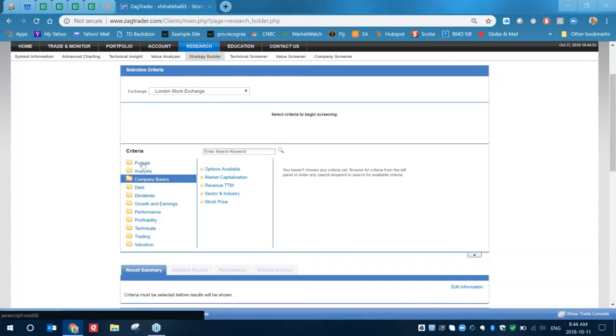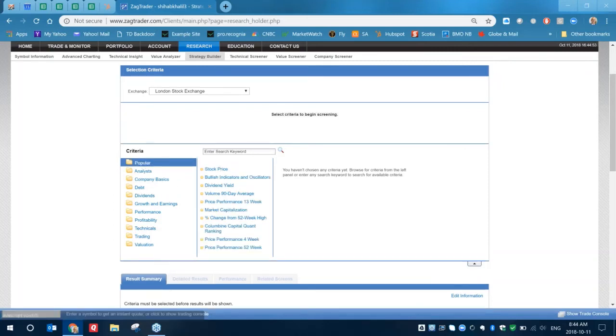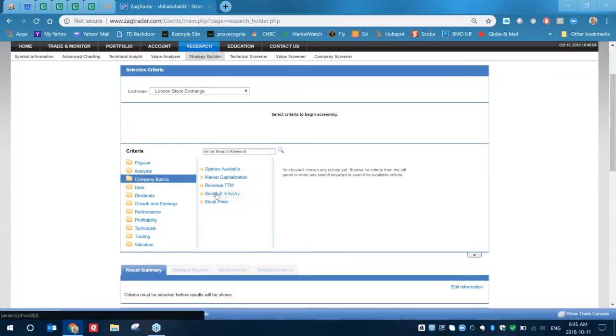For example, there's a folder called Popular, which has the most popular screening criteria, things like stock price or dividend yield or market cap and so on. We have some things related to analysts. Company Basics are things like revenue and sector and industry and stock price and so on. We have things related to debt, and criteria related to dividends like dividend yield and dividend growth rate. Things related to growth and earnings, so EPS growth rate, cash flow, revenue growth rates, and so on. There are some quantitative or trading perspectives, like price performance over the last 5 days or the last 4 weeks or the last 13 weeks, or price performance year to date. Profitability, things like operating margins and return on equity.